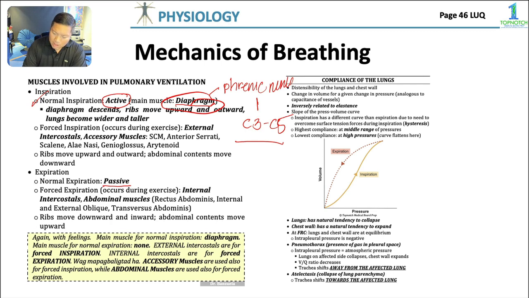So implication, if you cut the spinal cord anywhere from C1 all the way to C5, you're going to see a decrease in the respiratory rate. Pwedeng mamatay yung pasyente. Because C3, C4, C5 innervates your diaphragm. Remember the mnemonic, C3, C4, C5 keeps the diaphragm alive. Classic USMLE mnemonic. C3, C4, C5 keeps the diaphragm alive.